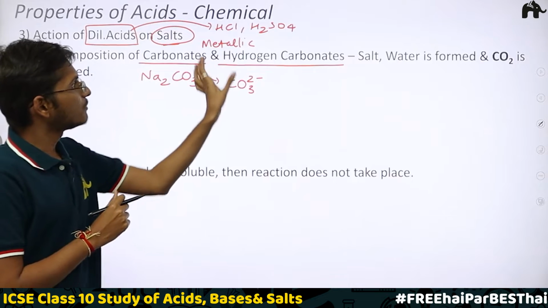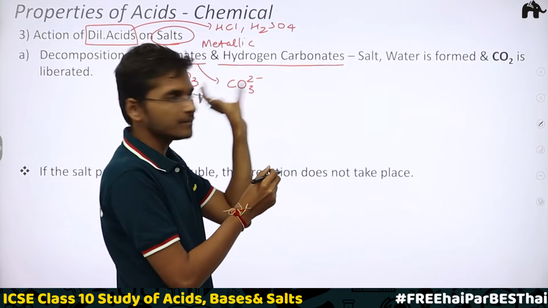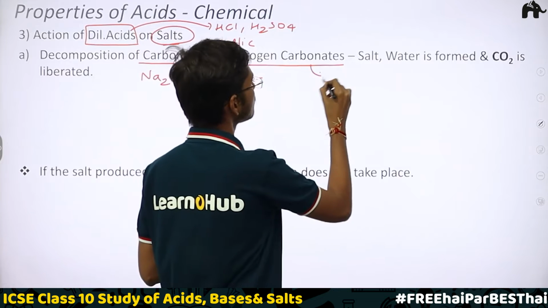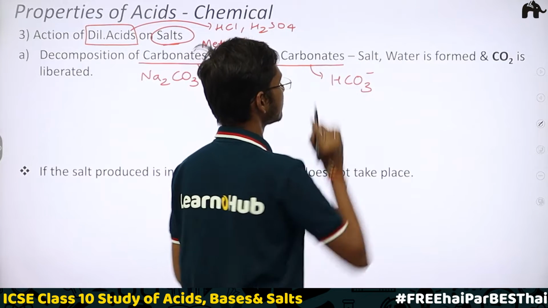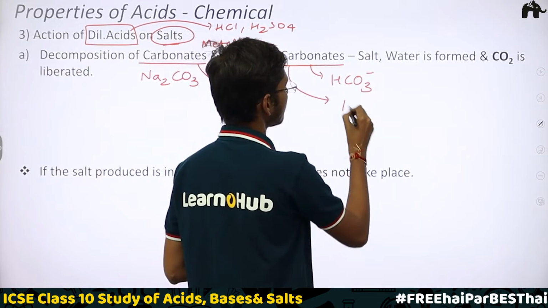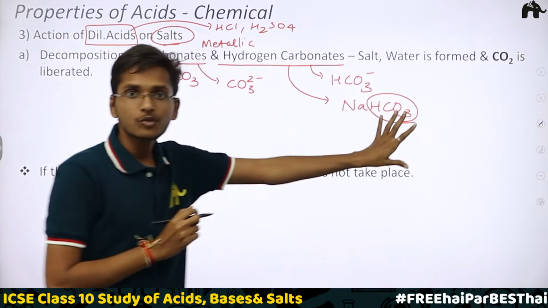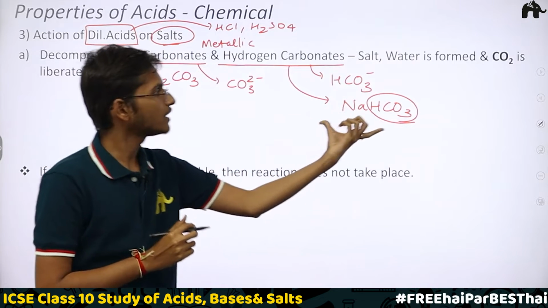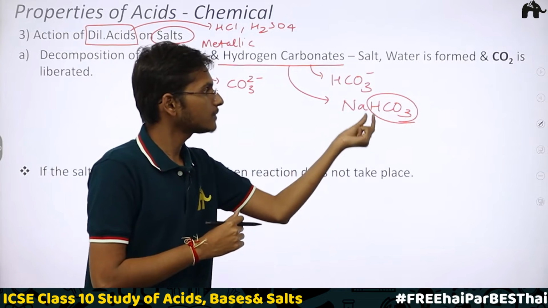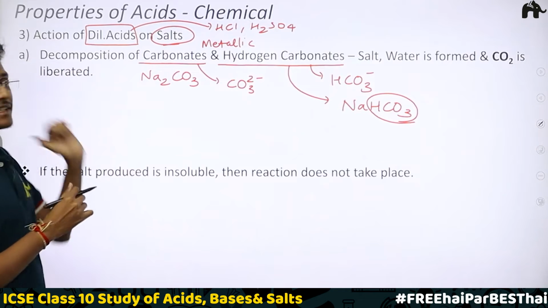Similarly, metallic hydrogen carbonate. Same way you can figure out, it would have a metallic ion and a hydrogen carbonate radical, HCO3 minus. This is the hydrogen carbonate radical. For example, NaHCO3 has the hydrogen carbonate radical and a metallic ion, the sodium ion. They combine to form a metallic hydrogen carbonate, sodium hydrogen carbonate. Very clear with examples. Now what do these dilute acids do to this?